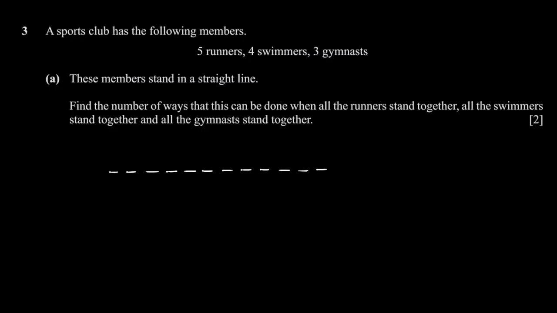Well, we've got 5 runners, so we could have 5 runners as one group there. Then we've got 4 swimmers there, and the 3 gymnasts like that. So how many ways can we rearrange these guys? First of all, we can treat them as 3 big groups: a group here, a group here, and a group here. And how many ways can we arrange 3 groups? Well, it's 3 factorial.